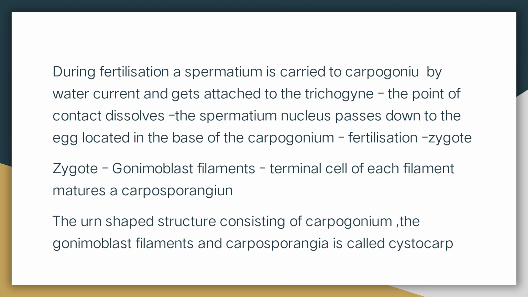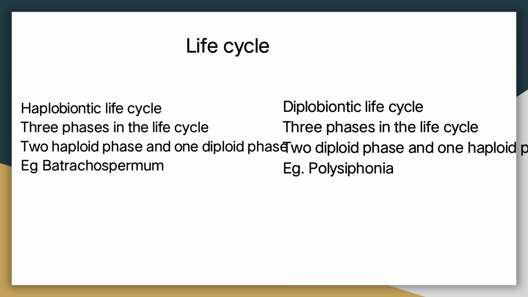Then fertilization, then zygote. The zygote gives rise to gonimoblast filaments. The terminal cell of each filament matures into a carposporangium. The structure consisting of the carpogonium, the gonimoblast filaments and carposporangia is called a cystocarp.